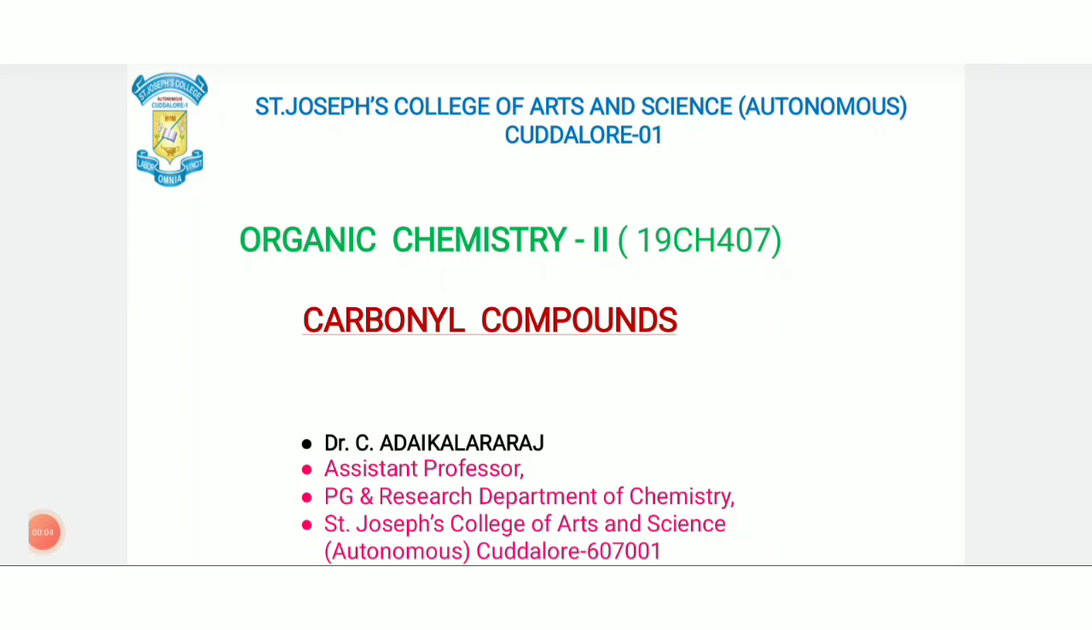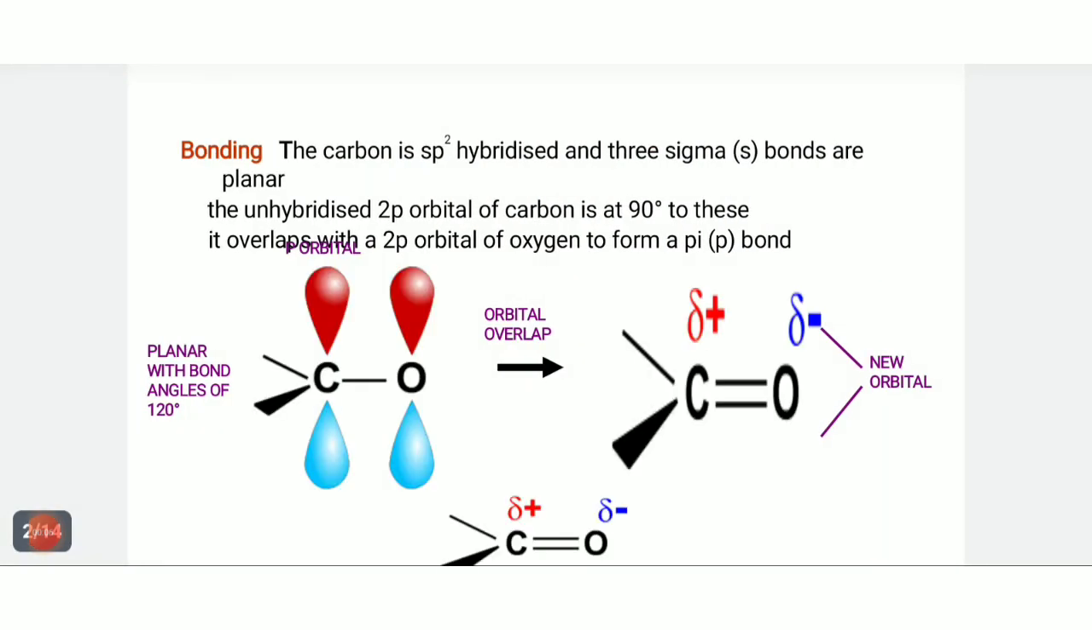Carbonyl compounds. Bonding structure of carbonyl compounds. The carbon is sp2 hybridized and the 3 sigma bonds are planar in structure. The unhybridized 2p orbital of carbon at 90 degrees overlaps with the 2p orbital of the oxygen atom to form a pi bond. See the structure.